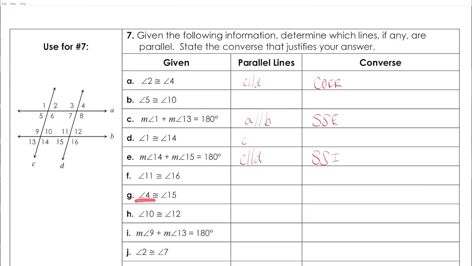4 and 15. They both touch D, opposite the transversal, outside our parallel lines. So, yep, A is parallel to B, alternate exterior angles.